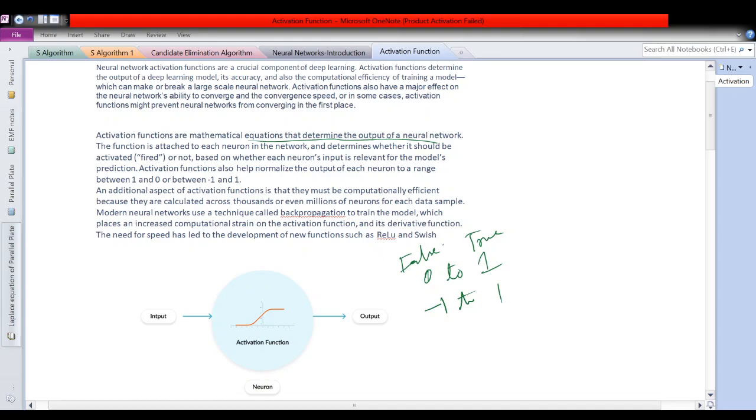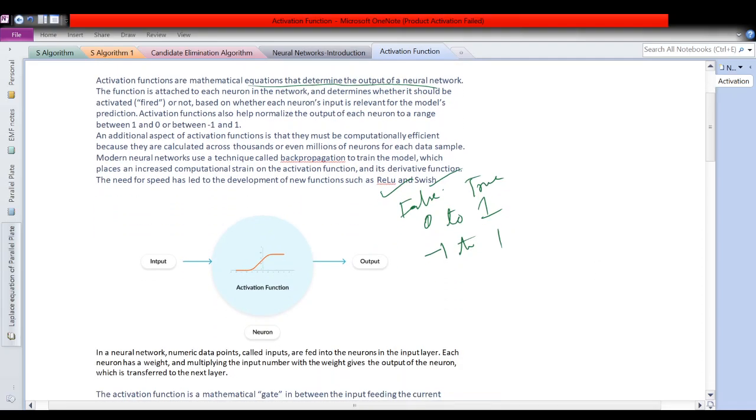Now we go for a technique called the backpropagation algorithm to train the model, which increases a computational strain on the activation function. So, for the need of speed, people have gone for new activation functions called rectified linear unit and swish. But here in our perceptron training model, we are going to use the sigmoid function, signum.